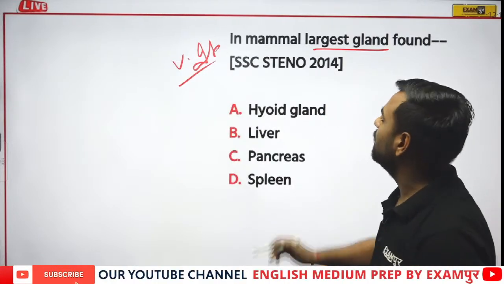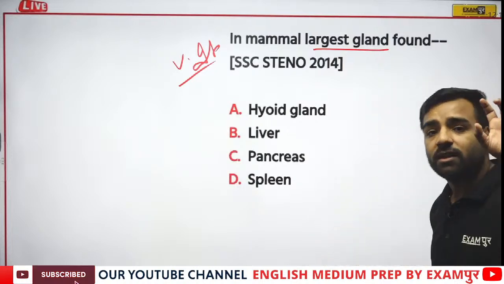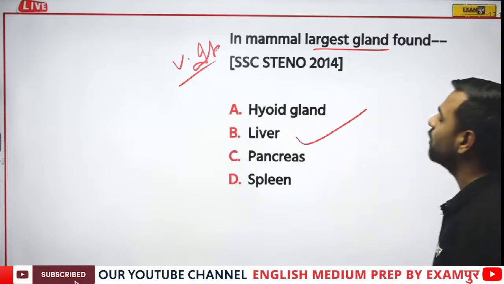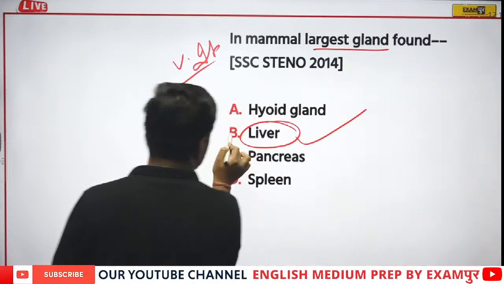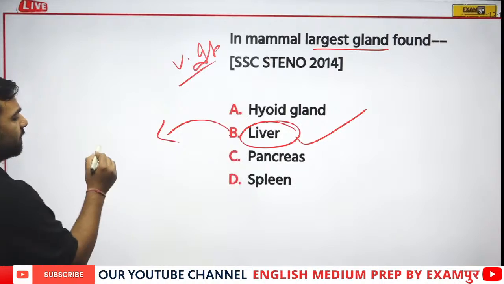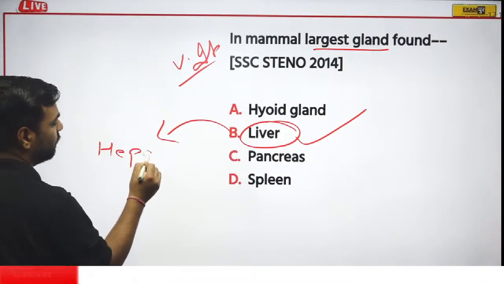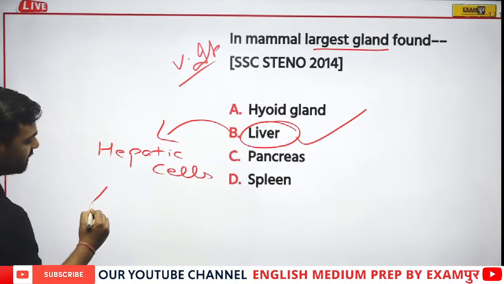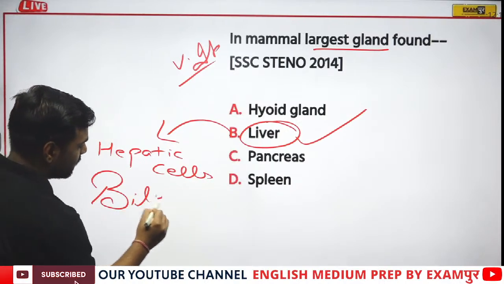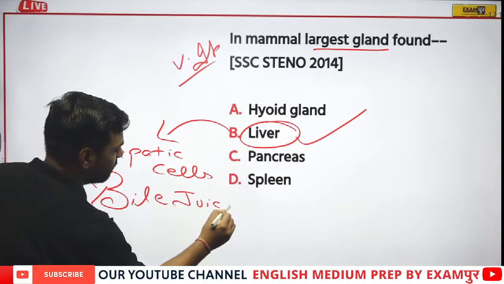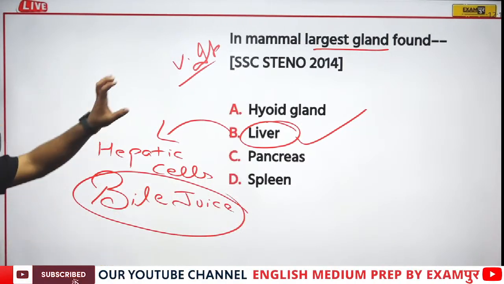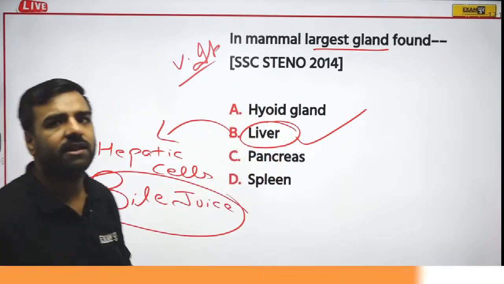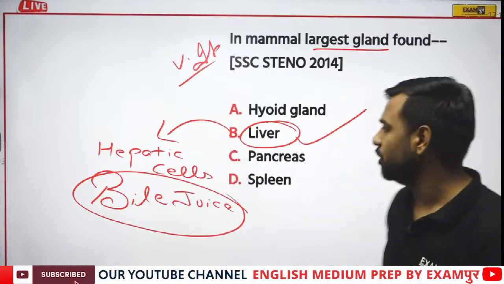Whenever we talk about the largest gland, remember your correct answer will be liver. So Momita, you were totally correct. If I talk about liver, what is secreted from it? Here there are hepatic ducts where we have hepatic cells which are releasing the bile juice, which is actually stored in the gallbladder. So when I'm talking about the largest gland, liver will be the correct answer. And yes, Abhishek, Momita, you are absolutely correct.